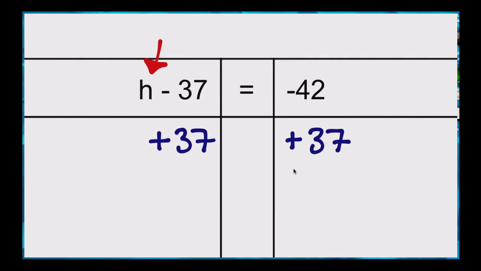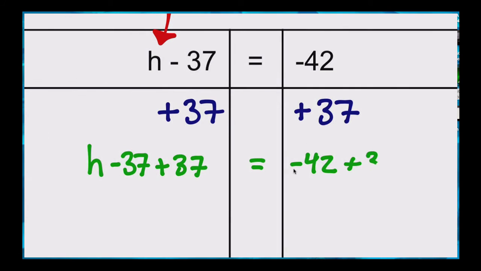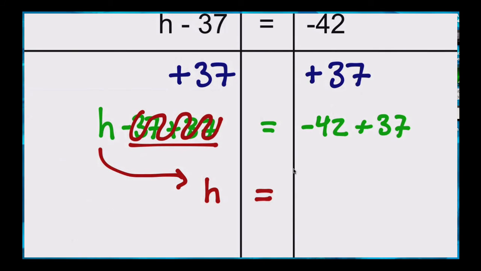Yeah. Okay. Now, what happens to the negative 37 and the positive 37? Let me write it out. You have h minus 37 plus 37. And that's going to equal negative 42 plus 37. What's going to happen to these right here? What's going to happen to them? Yeah, Anna? They're going to disappear because they become 0. And so we're left with h because these go away.